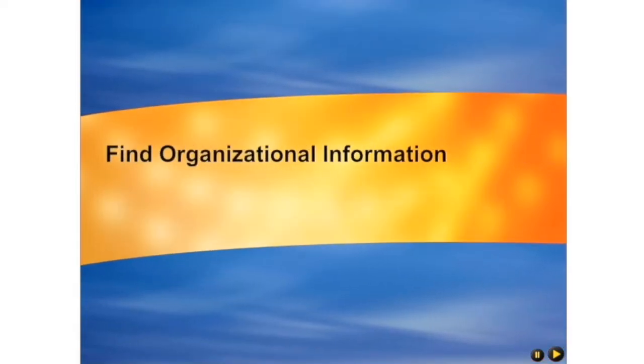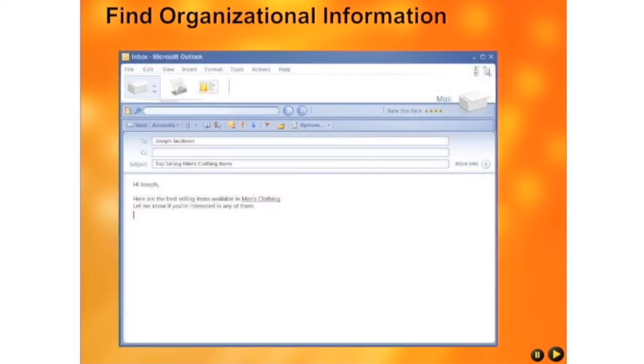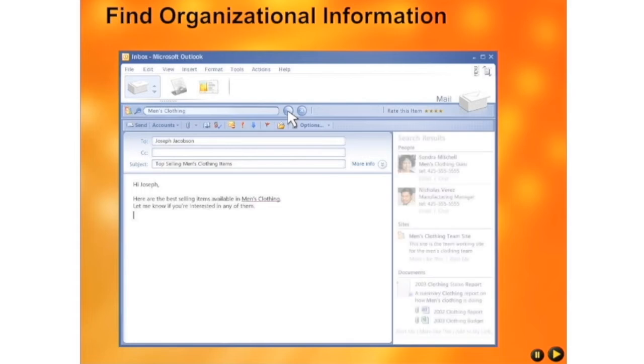Search from a SharePoint site or directly within an Office application to find the information you need, whether you're looking for people, SharePoint sites, documents, and more. In this case, to help compose the email message, search for men's clothing, and the search results include related people, sites, and documents.